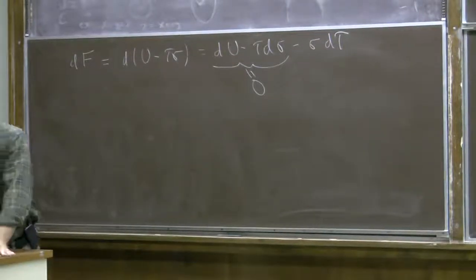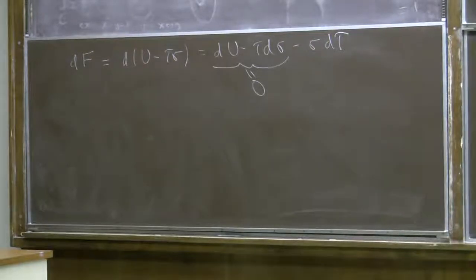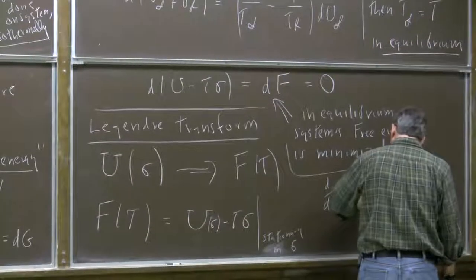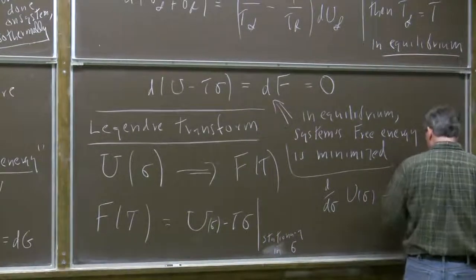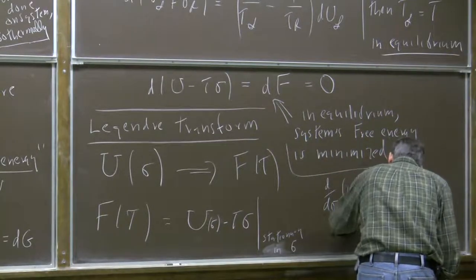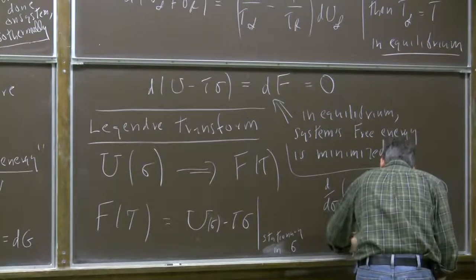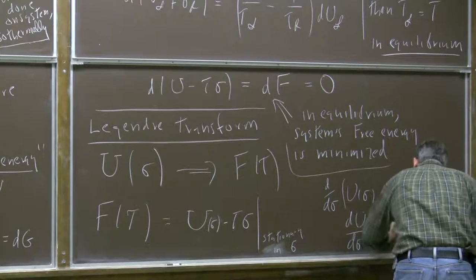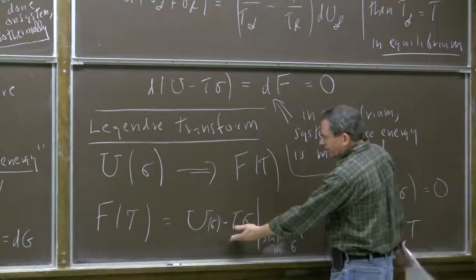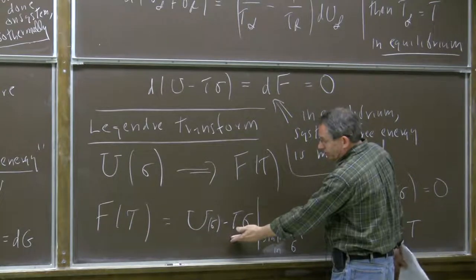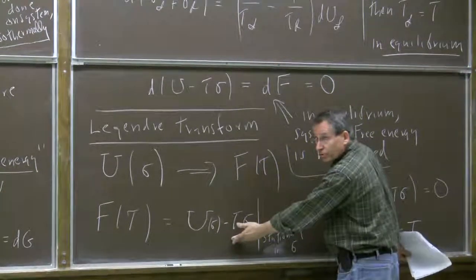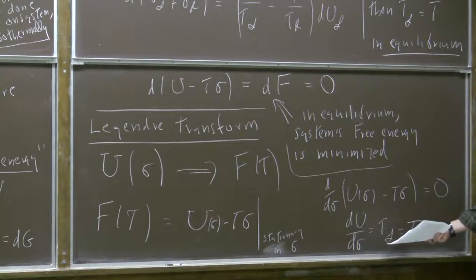Can you be more specific on what you mean by stationary? Yeah. Stationary means the derivative with respect to sigma of U of sigma minus tau sigma equals 0, which of course just means that dU d sigma, which is the temperature of the system, is equal to tau. Okay? So in other words, think of tau as a parameter, which is the temperature of the reservoir, and we change the temperature of the reservoir a little bit. Well, then the system has to adjust its state so that its temperature still matches the temperature of the reservoir. That's the stationary condition.